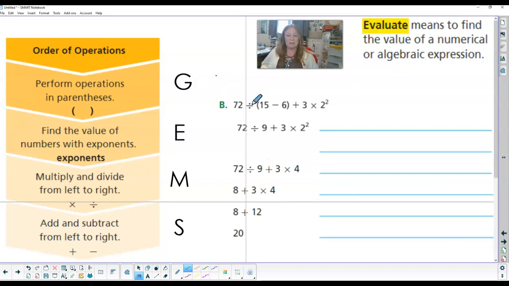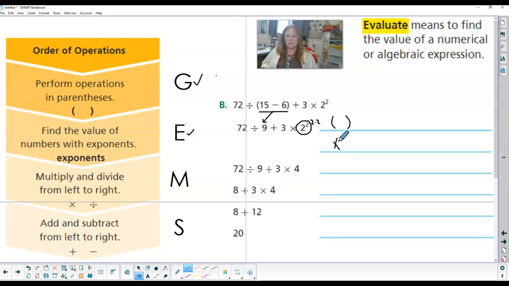For B, first we're going to look, are there any groups? Yes, we can see the group here. So we have to do the parentheses. So 15 minus 6 is 9. And I bring everything else down except for the part that's underlined, so we don't repeat that. Okay, there are no more groups. So now we're looking for exponents, which we can see here is 2 times 2.